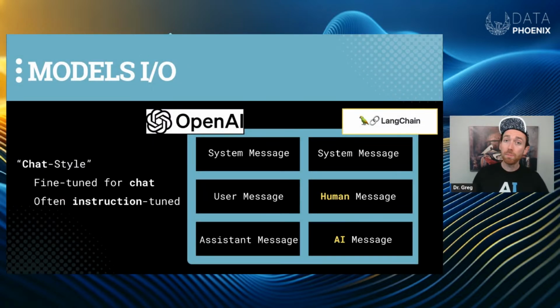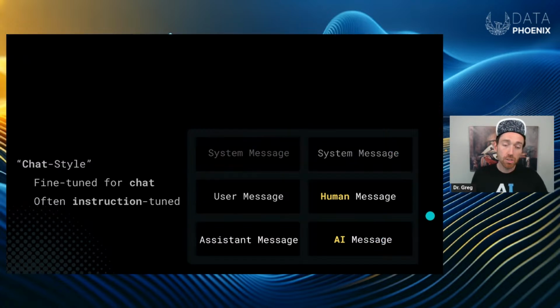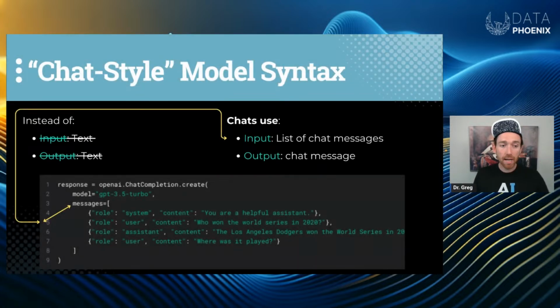If you're familiar with the OpenAI API, you might be familiar with the system, user, assistant messaging. In LangChain, they've articulated this a little more specifically with the system, human, AI message templating. This chat style model syntax from OpenAI essentially takes in a list of messages and outputs a single chat message. And the roles here, system, user, and assistant, are worth noting.